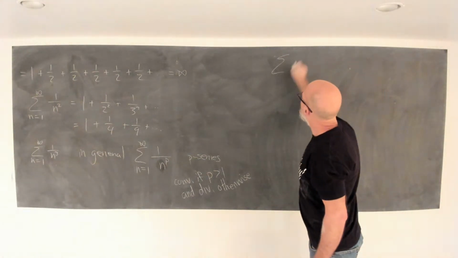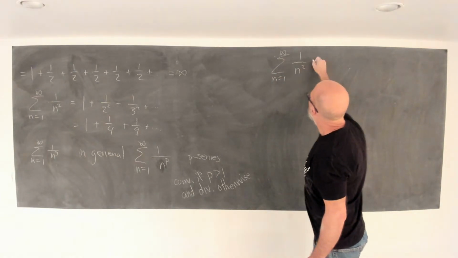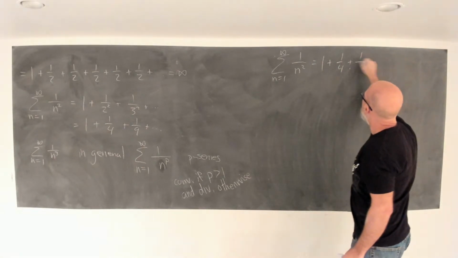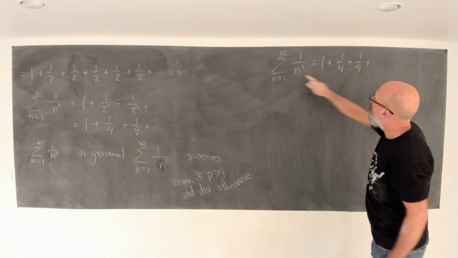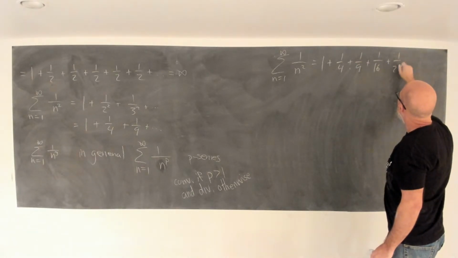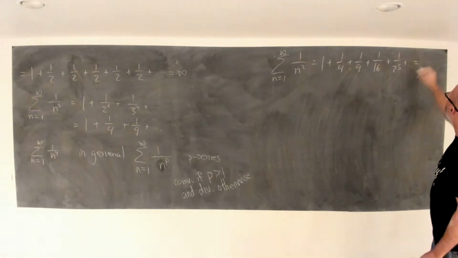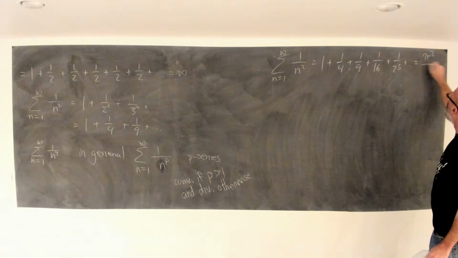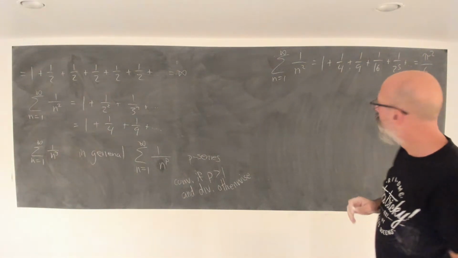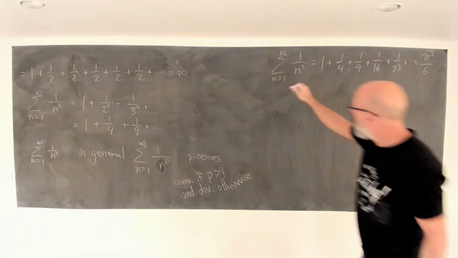The series 1 over n squared, right, which is 1 plus 1/4 plus 1 over 9. That's when n is 3, when n is 4, 1 over 16, 1 over 25, and so on. We can show that this converges to pi squared over 6. So not only does it converge, we know what it converges to.